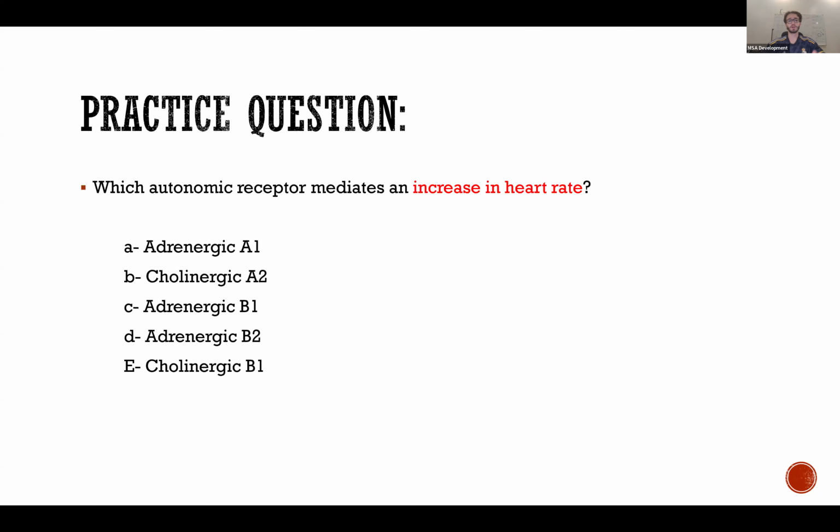Another practice question. Which autonomic receptor mediates an increase in heart rate? The answer to this would be adrenergic B1 receptor. Now, the trick in this question is that there is adrenergic and cholinergic. Cholinergic has nothing to do with this. A cholinergic receptor would never increase the heart rate, because cholinergic would respond to acetylcholine, which is a parasympathetic system mechanism, right? Regarding the other options, we said anything that has A is going to be for vasoconstriction, and anything with B2 is going to be for vasodilation. Anything with dilation, bronchodilation, vasodilation would be B2. Or B1, the one in the middle, would cause an increase in heart rate.